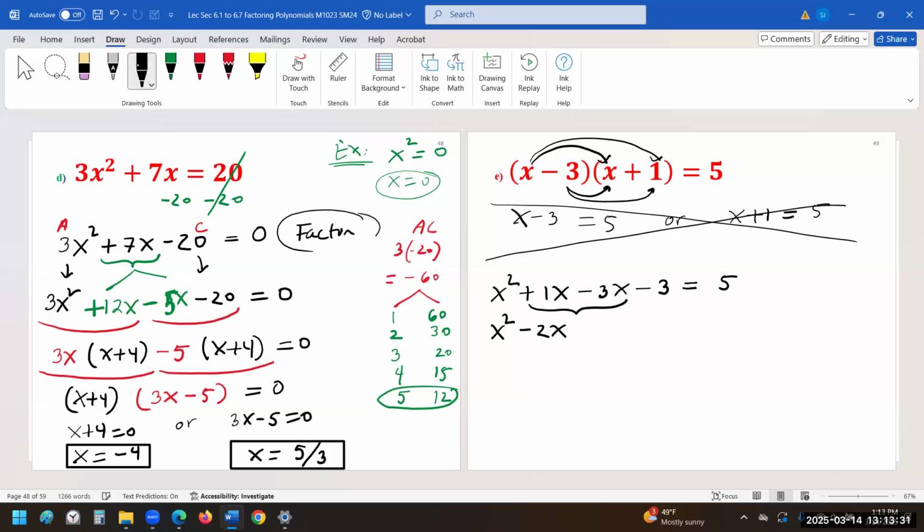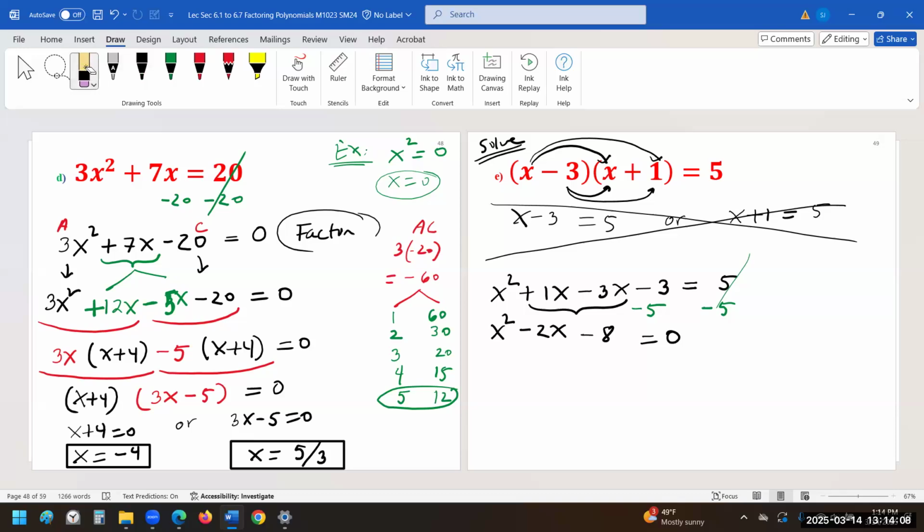Negative 2x. And anytime the direction is solved, okay? Anytime you're solving something, what do you want to see on one side? 0. Do you have 0 on one side? So what can you do to have the 0? Add minus 5. So we are happy we have 0 here. And what do you have from the numbers? Negative 8.